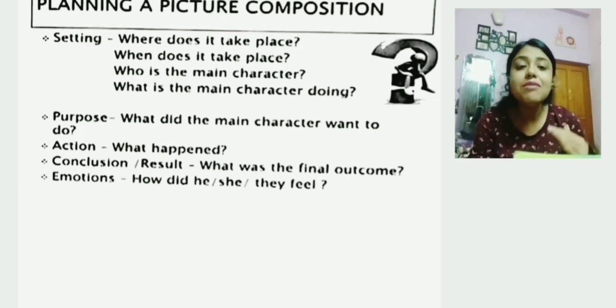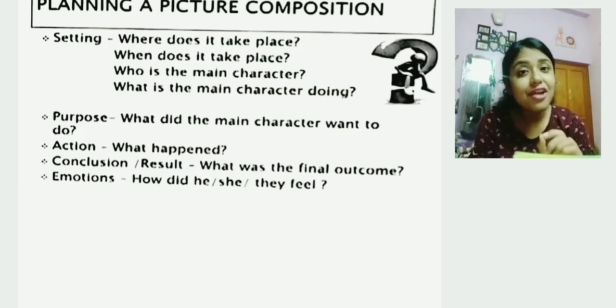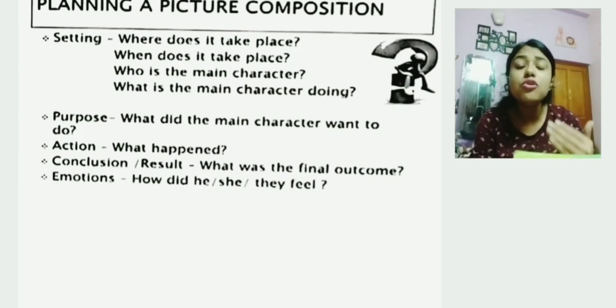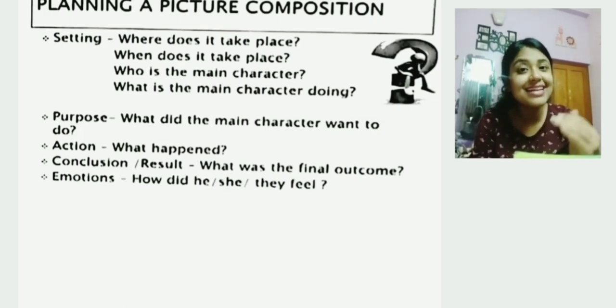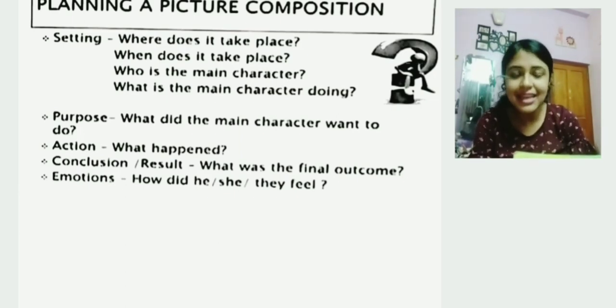Then emotion. How did he or they feel? Since it is a story, while writing the words, you have to put emotion with it, the emotion of the main character or the other characters present in the story, because without that people won't relate with your story. If your story is emotional, it can connect to the readers very naturally. It won't take much hazard, right?